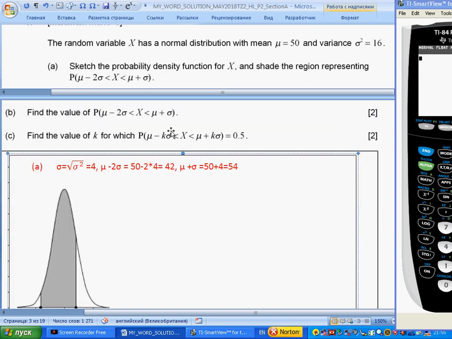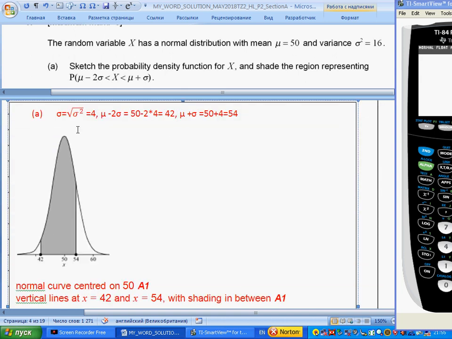Right, so here we have the solution. First we show that sigma is 4. We find the value of the left boundary and the value of the right boundary. So we get 42 and 54.